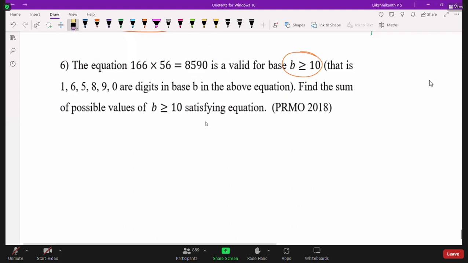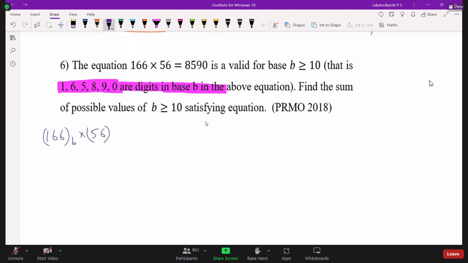And they have given a hint here. What is that? B is greater than or equal to 10. And they gave points here also: 166, 56, 8590 are digits in base B. So how to write now? You should convert like this: 166 in base B times 56 in base B is equal to 8590 in base B.